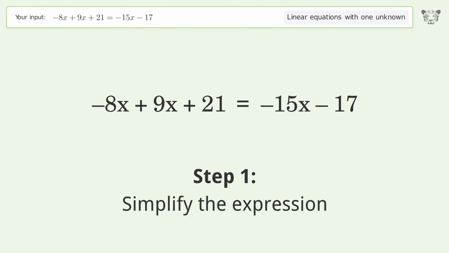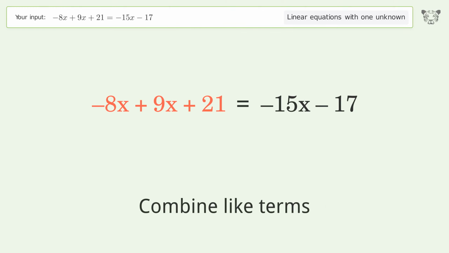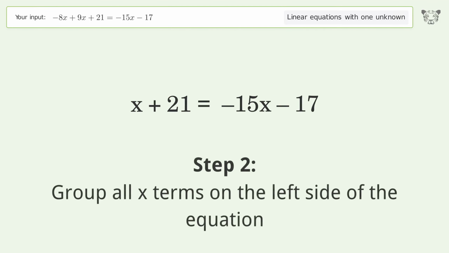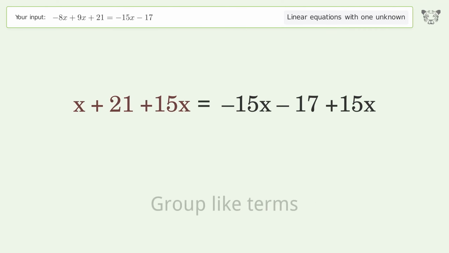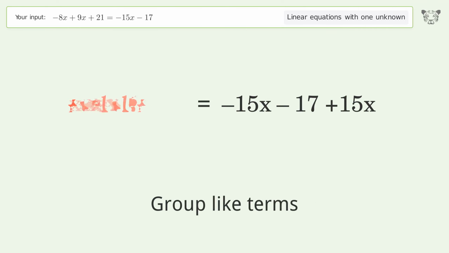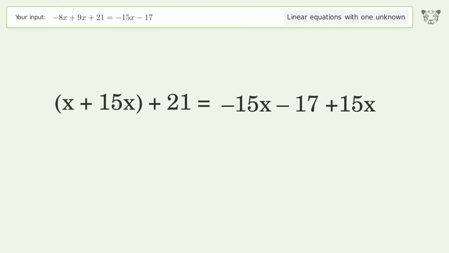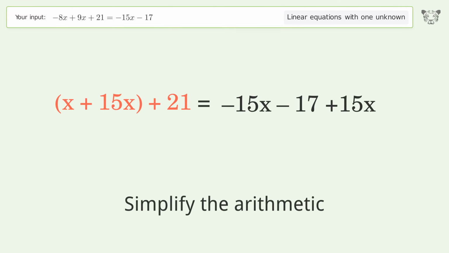Simplify the expression. Combine like terms. Group all x terms on the left side of the equation. Add 15x to both sides. Group like terms. Simplify the arithmetic.